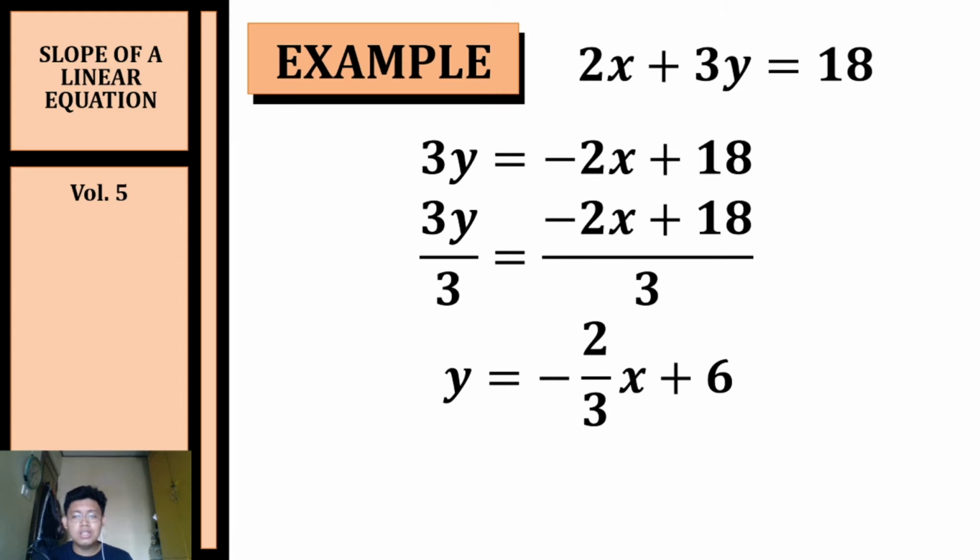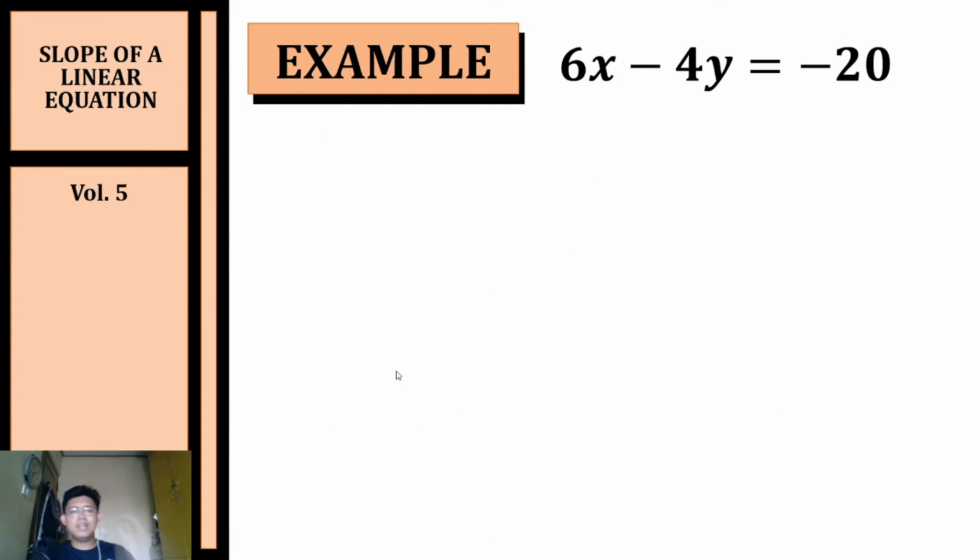Now, since this is already in slope-intercept form, we can get the slope of our linear equation by getting the numerical coefficient of x. In this case, the numerical coefficient of x is not just 2 or negative 2. It will include the denominator, which is 3. So our slope in this example will be negative 2/3. Let's have another example.